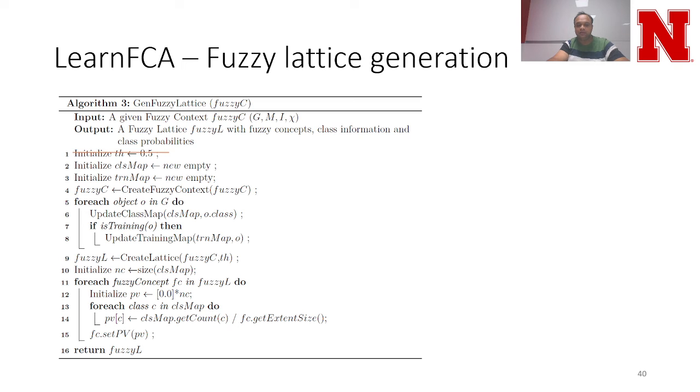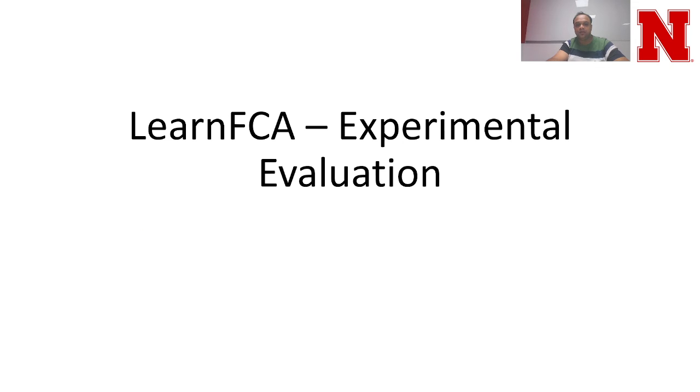wherein we keep updating the training map, and we initialize the probability vector of each of the concepts by navigating through the lattice and seeing the total number of objects that are present in the lattice, by checking the total count from the class map. So next, let's go through how we actually applied the algorithm, or our model, to the experimental data sets.